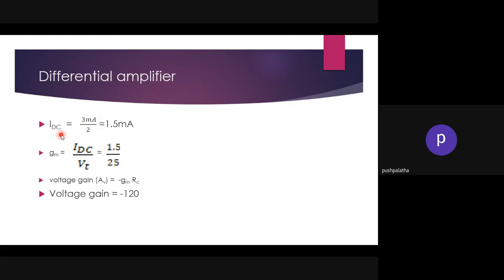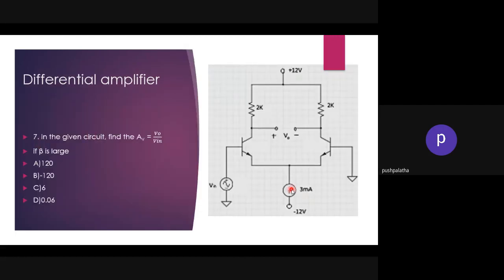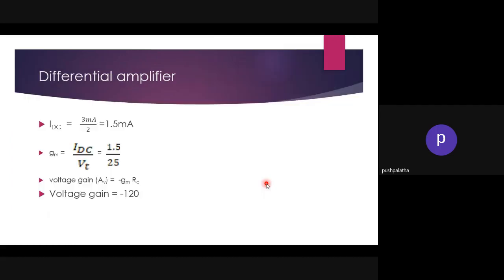So what is your IDC? I is equal to V by R. IDC equals 3 milliamps by 2. Two emitters are connected, so 3 milliamps over 2, which is equal to 1.5 milliamps. What is your GM? For a differential amplifier circuit, you need to always remember your GM value. GM is equal to IDC over VT. VT value is, we know, 25 millivolts, and here IDC is 1.5 milliamps.